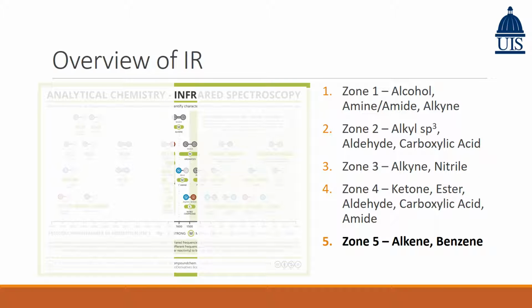Zone 5, this is going to be our double bond region. Like our zone 3 had our triple bonds, this is just going to have our double bonds, and we see this with our alkenes and our benzenes, our double bonds between our carbon groups, excuse me.